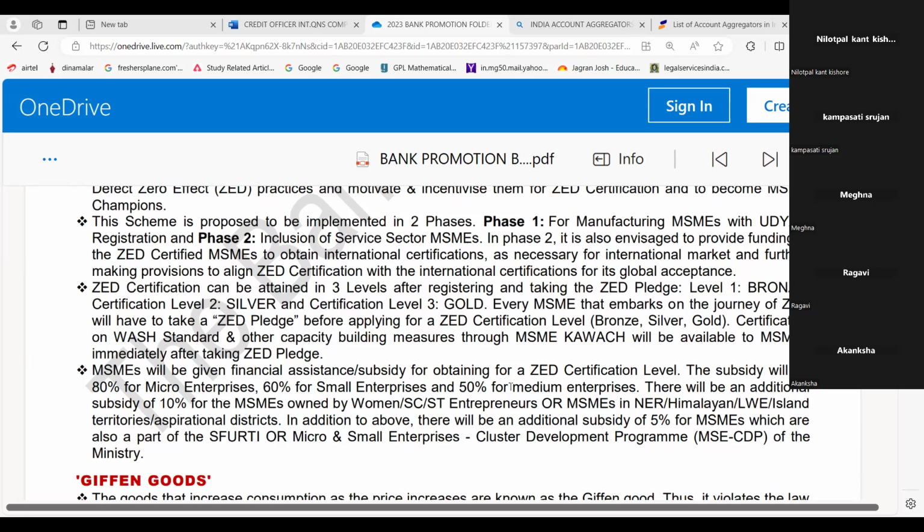MSMEs will be given financial assistance or subsidy for obtaining the Z certification level. The subsidy will be 80% for micro enterprise, 60% for small enterprise, and 50% for medium enterprise. There will be an additional subsidy of 10% for the MSMEs owned by women or SC/ST entrepreneurs or MSMEs in NER, Himalayan, LWE, Island Territories, aspirational districts. In addition to the above, there will be an additional subsidy of 5% for MSMEs which are also a part of SFURTI or the Micro and Small Enterprise Cluster Development Program of the Ministry.